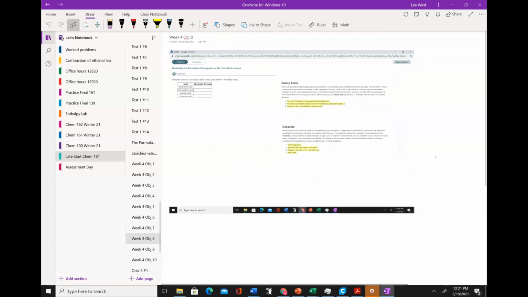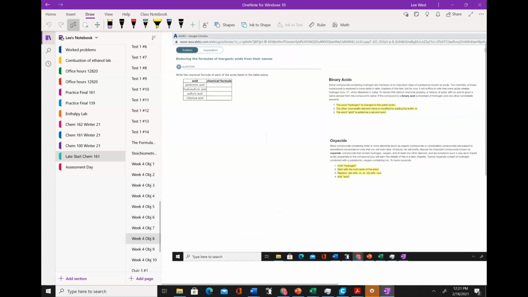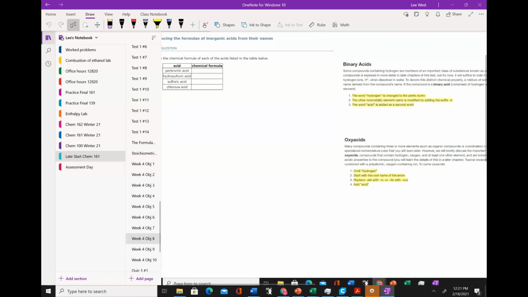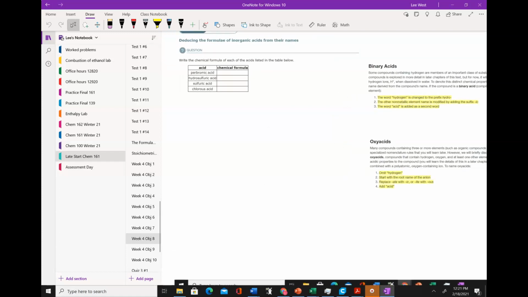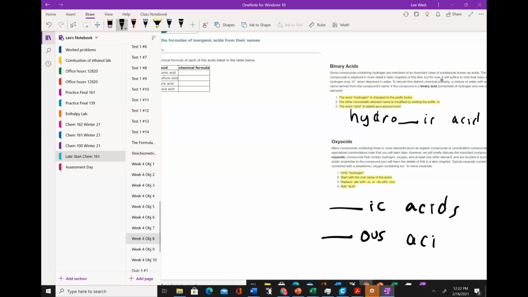All right. So again, we're in the same position here, but what we're going to do is go backwards. We have to take the name and turn it into the formula. So what I'm going to look for first is, are there any binary acids? And remember, the binary acids are going to be the hydro-ic acids, right? They all have a name that's like hydro-ic acid. And then the oxyacids, they're all either ic acids or they are ous acids.